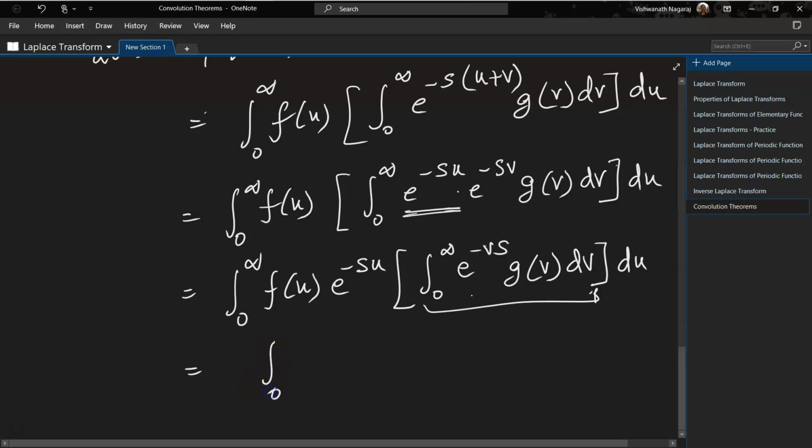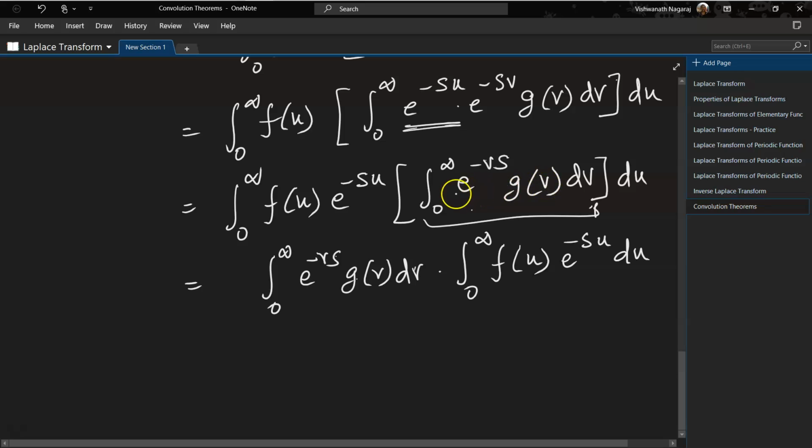So I'm taking out e to the power of minus vs g of v dv. I'm taking it out and I'm left with 0 to infinity of f of u e to the power of minus s u du. Be very clear here, this integral result would be a constant with respect to u, because u doesn't appear anywhere. So this being a constant, we can take it out of this integral. So which means it becomes a simple multiplication.